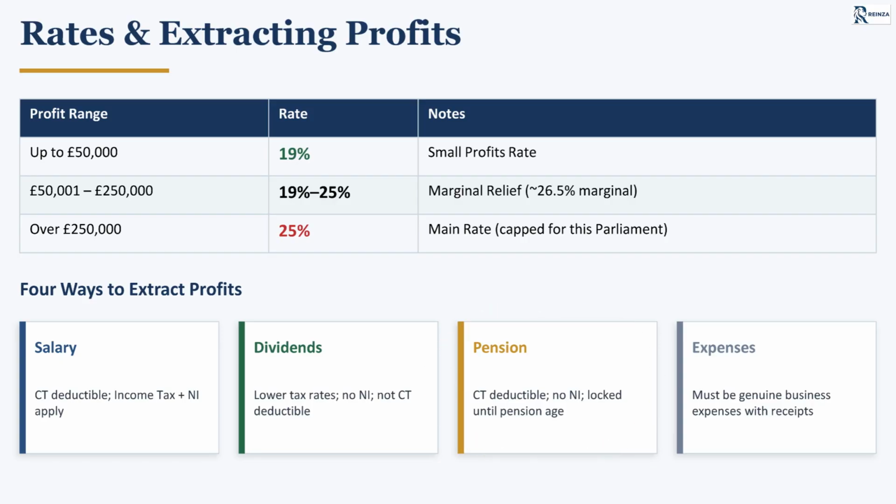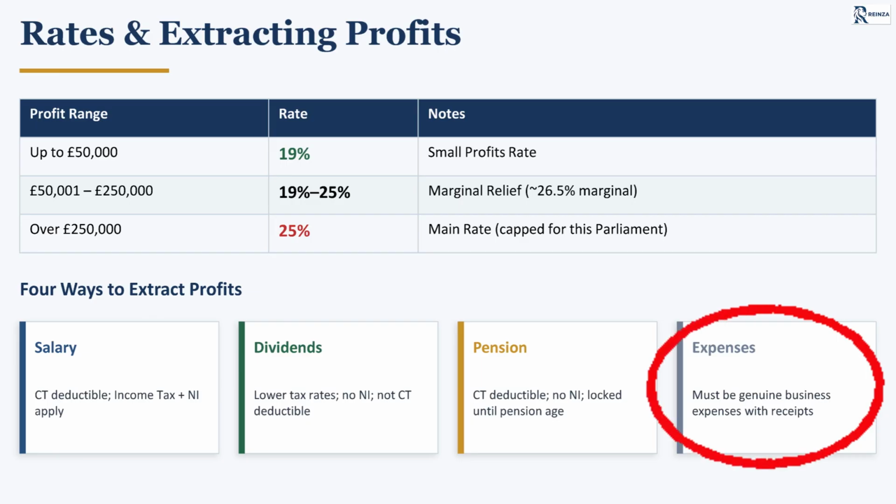And fourth, expense reimbursement. If you incur genuine business expenses personally, the company can reimburse you tax-free. But they must be real business expenses, with proper receipts. The optimal strategy is usually a combination of all 4, and we will discuss this further in the tax planning chapter.